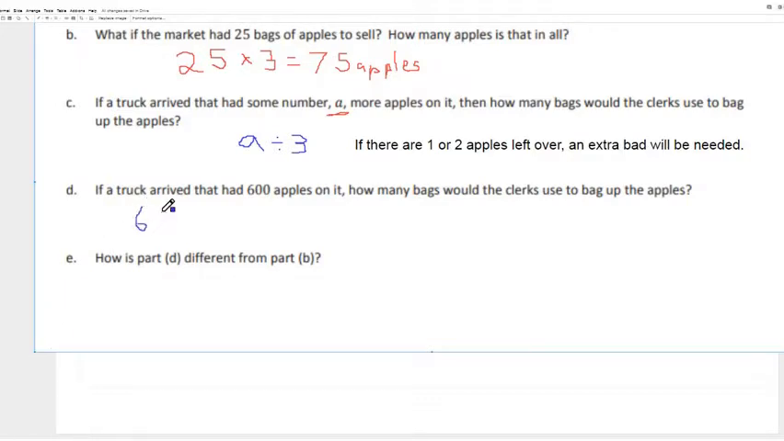So 600 apples divided by the 3 bags. That would equal, hopefully you come up with 6 divided by 3 is 2. And then we have the 2 zeros left over. And this is 200. And of course, what we're talking about here, this is represented by bags.